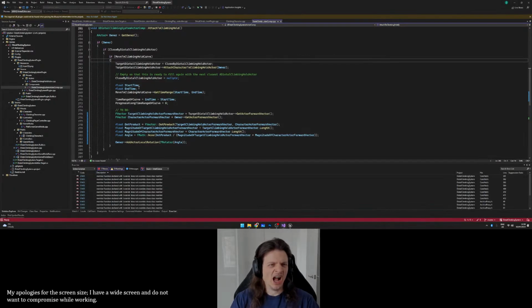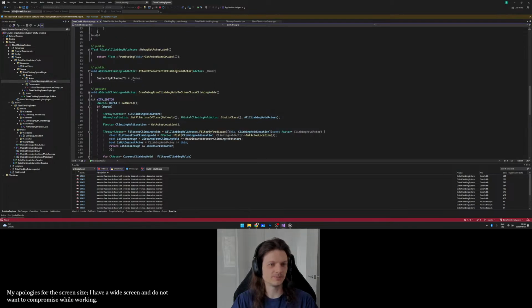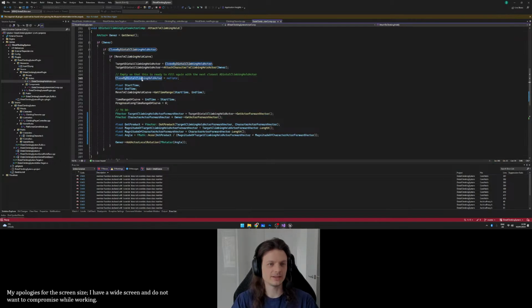So let's see what happens. It sets the target to the close by hold, which makes sense because I'm attaching to it, so now my target is that. Then I attach the character. So the climbing hold actor itself has an attach to character function. There it is. And all that does is it says currently attached to. Okay. And then it says the close by actor is now null because we're no longer close to something. I guess we're actually on something. That makes sense. And we want to recalculate now what I'm close to.